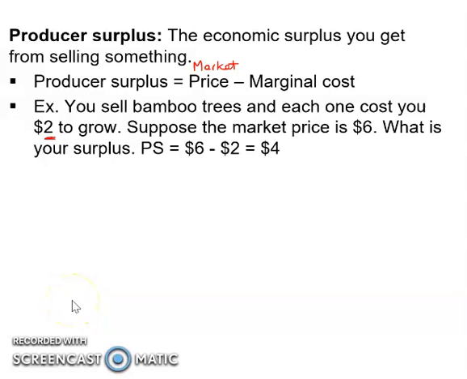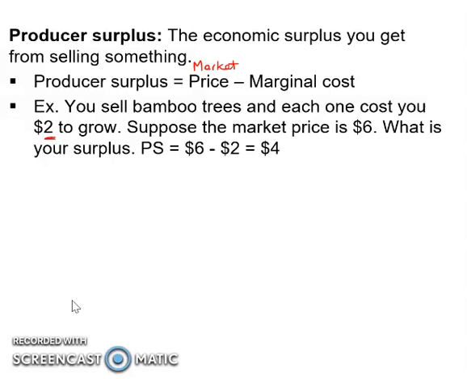In this video, we look at producer surplus, and the definition is that it is the economic surplus you get from selling something. So now we're thinking like a seller. It is equal to whatever the market price is minus what we call the marginal cost. And this marginal cost is the same thing as a supply curve.